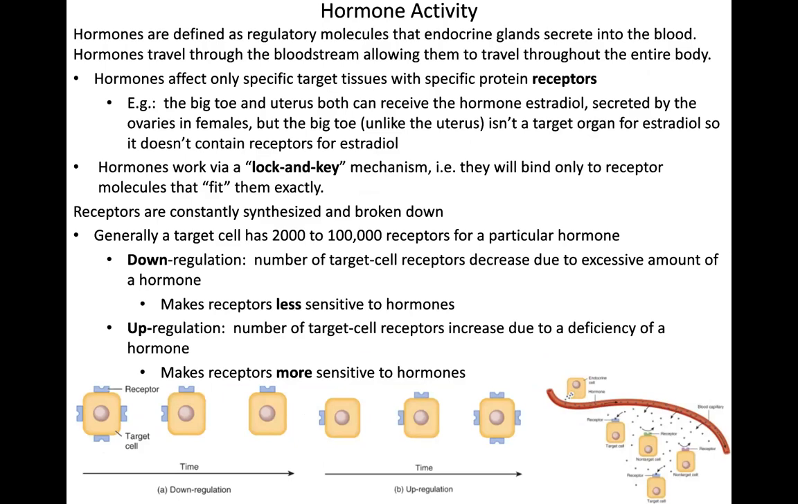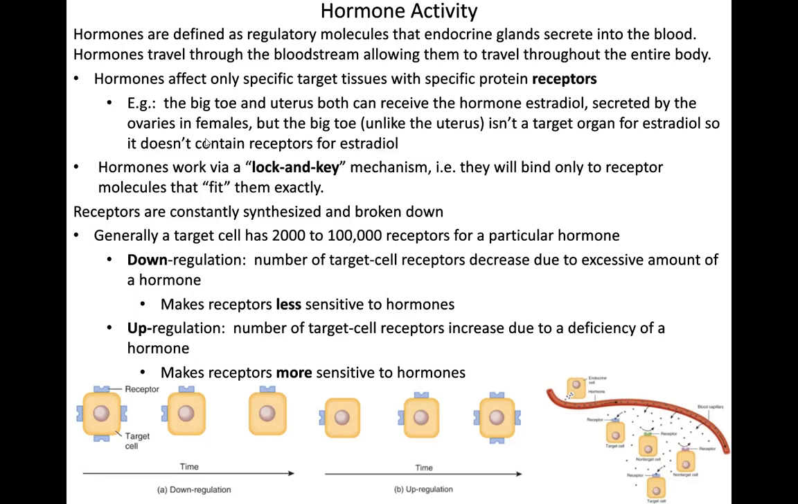Hormones can be defined as regulatory molecules endocrine glands secrete into the blood. They then travel through the bloodstream, allowing them to travel throughout the entire body. Now, they don't always get picked up by the blood, as we'll find out in a minute. Sometimes they don't have to travel in our blood, but most of our hormones do. What's amazing is that hormones, despite the fact that they might reach many different target tissues and target cells, only affect specific target tissues, and it has to do with receptors for those specific hormones.